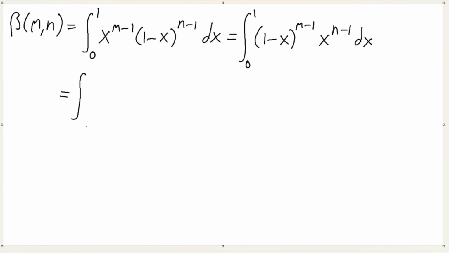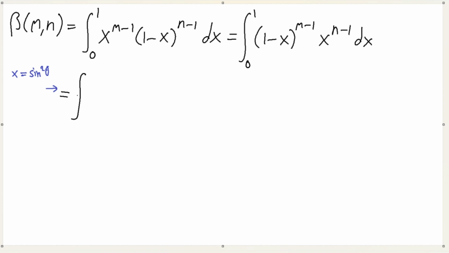Our second form. You don't really have to memorize this because this could be easily done with trig sub. This comes from letting x equal sine square theta. Let me write this in. Let x equal sine square theta.